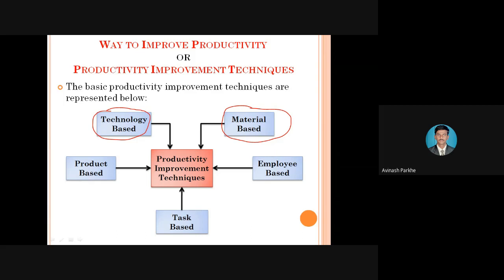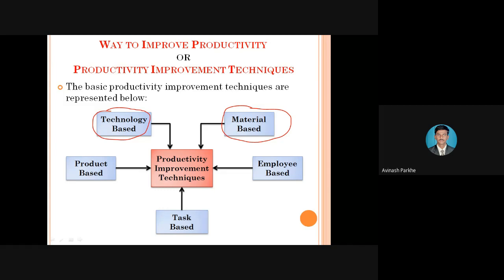So in order to avoid such types of wastage, this material based technology also we have to implement in the industry. If we do the proper planning of the material, or if we control the flow of that particular material, then also the productivity can be increased.